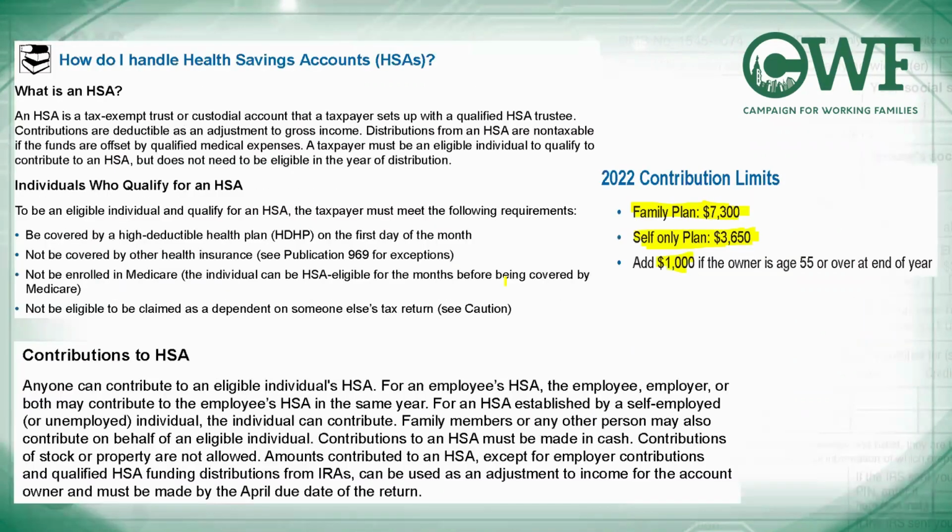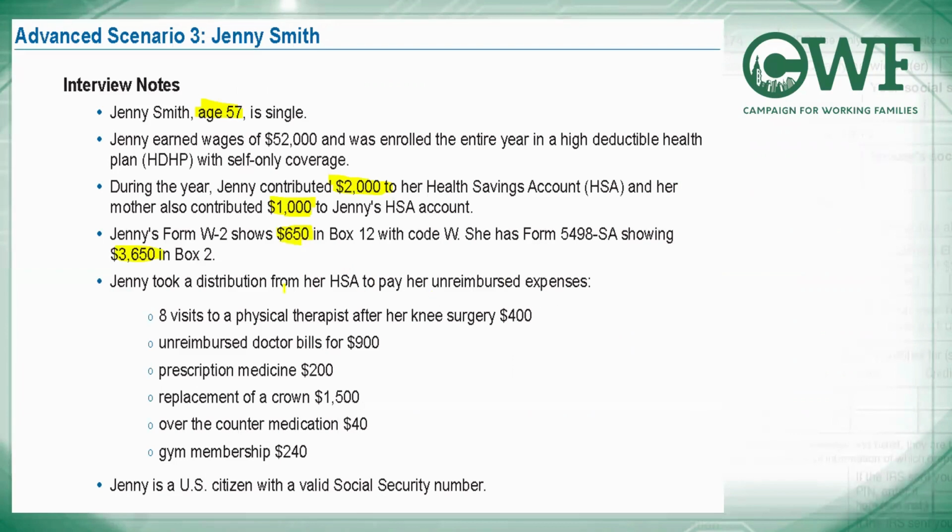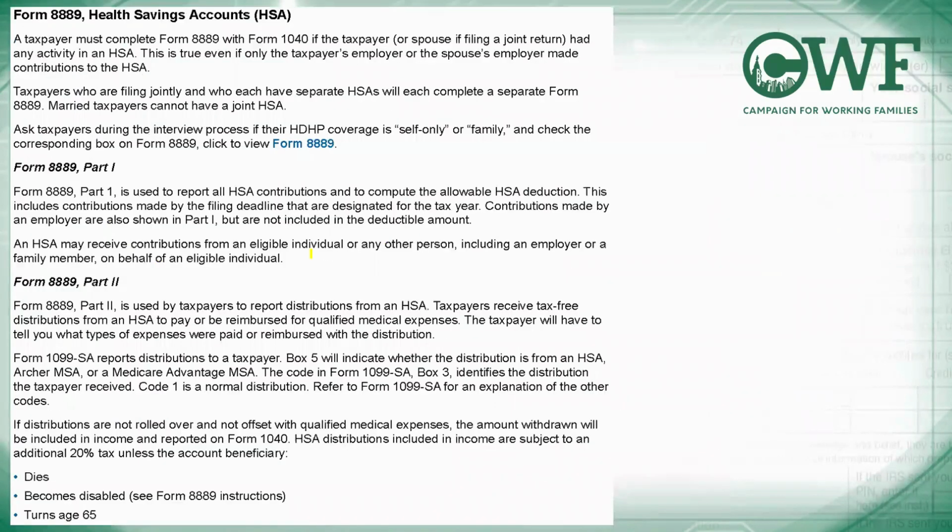3,600. Wait, the total? 36.50. 36.50. I'm sorry. Right. Yep. Because that's the total amount that was put in. No, I don't know why I said that. I'm dyslexic. No, you just forgot the 50.